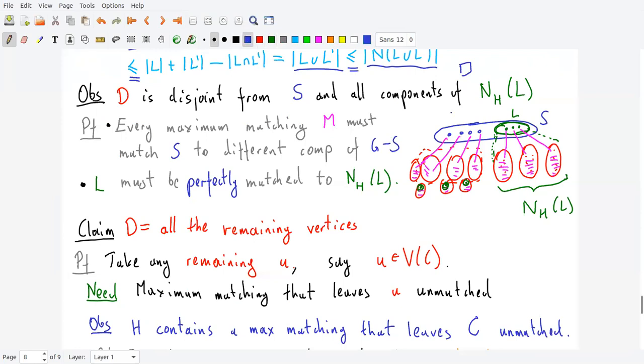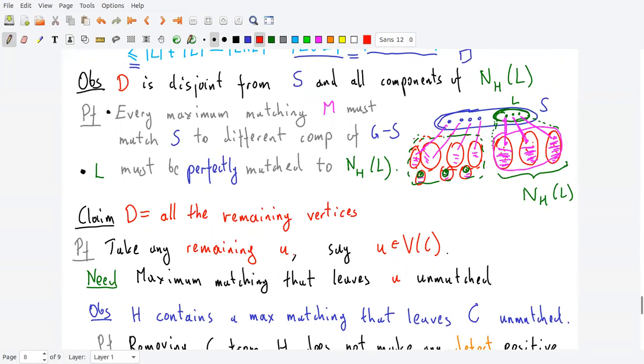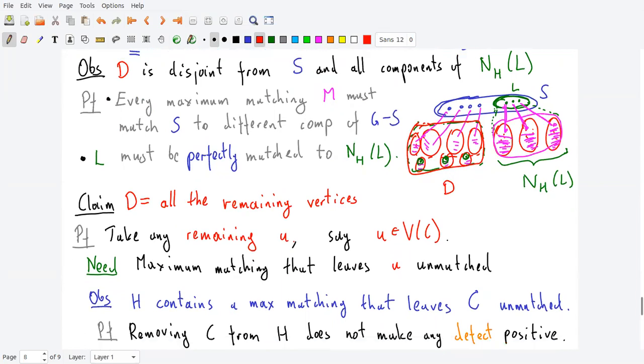So obviously the vertices of S need to be matched in order to meet this shape. And also the vertices of L, because there are exactly as many components adjacent to them as the size of L, they need to be matched to those components. And then I need to fill in almost perfect matchings using factor criticality inside them. So in particular, all those vertices will always be matched. The only vertices that can be left unmatched theoretically are the vertices living in those components that are not neighboring L. Good. And I claim that this is exactly it: exactly the vertices here are the vertices of D, that each of these vertices can be left unmatched in some maximum matching of the graph.